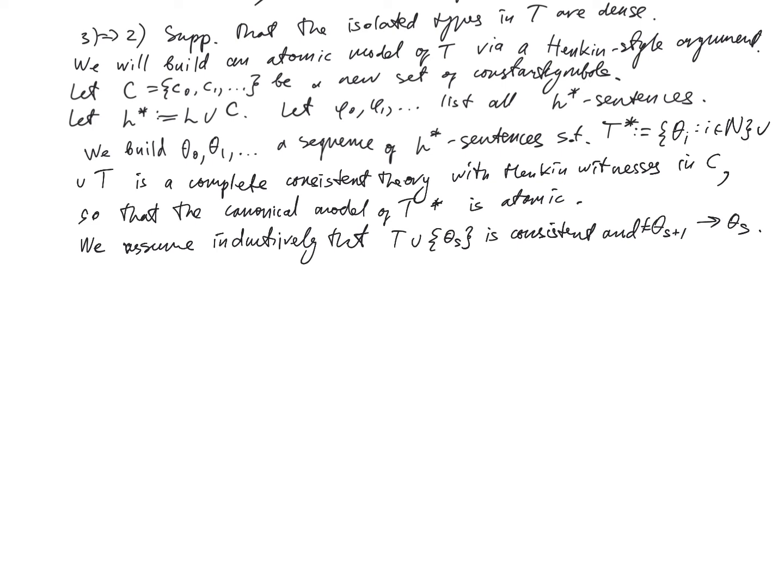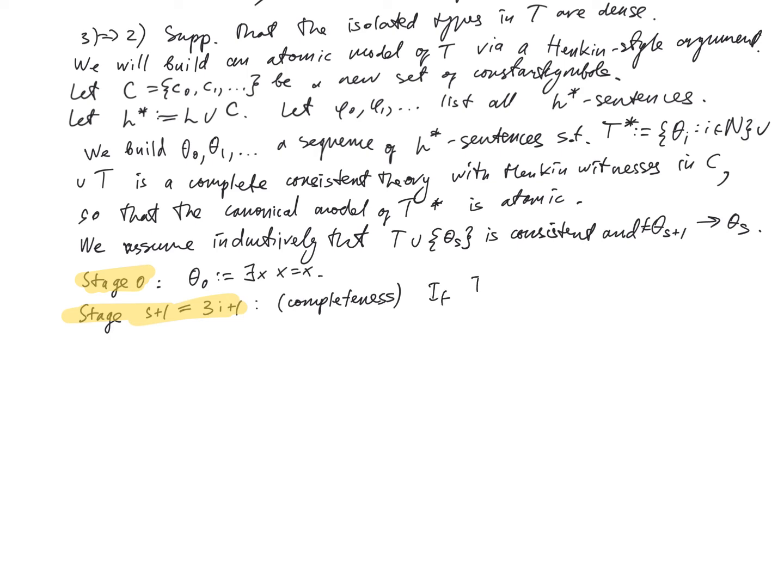Again, there are 3 properties that we want to arrange infinitely often. So for stage 0 of the construction, we can take theta_0 to be the sentence exists x, x equals x. Now for the stage s+1 of the form 3i+1 for some i, on these steps we're going to assure completeness of the resulting theory.